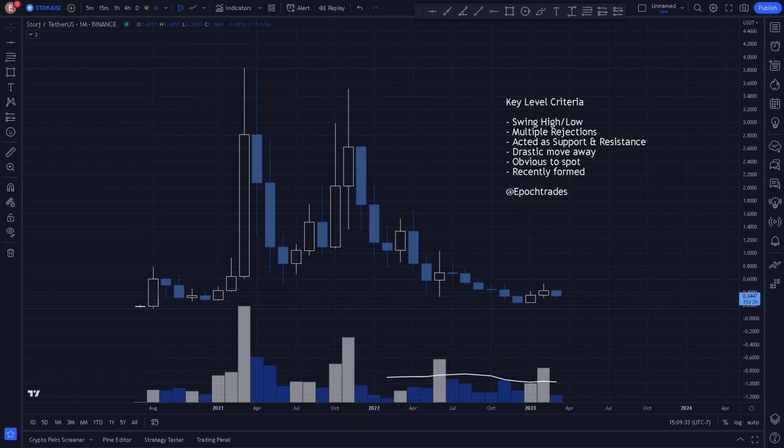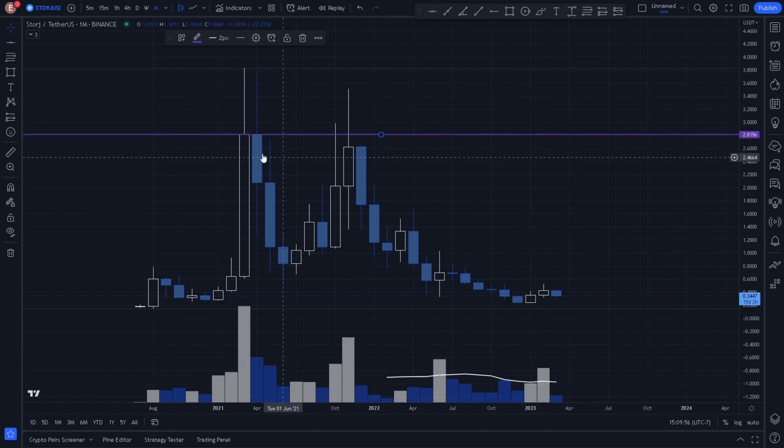Today we're going to be covering key levels on the monthly and weekly time frames for STORJ. So, as always, our key level criteria: we look for swing highs and swing lows, multiple rejections, acted as support and resistance, drastic moves away, obvious to spot, and recently formed. So, let's go ahead and hop right in.